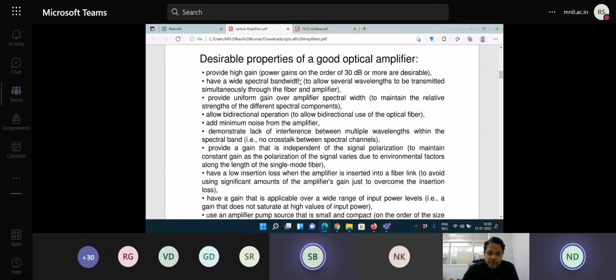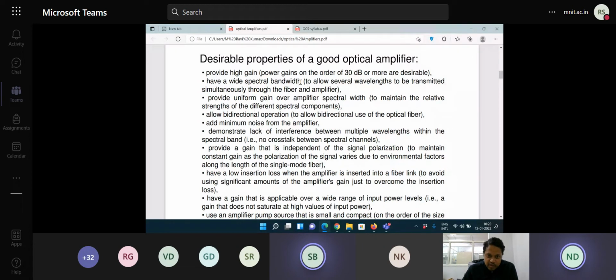So it's always preferable that the amplifier spectral width be something around 30 to 40 nanometers. Along that range of 30 to 40 or 50 nanometers, the gain should be uniform. It can be 30 or it can be 31 or it can be 29. So it does not vary more than 1 or 2 dB. That is what is desirable.